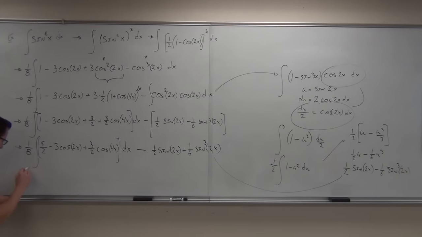Okay, almost done. So 1/8 times some nasty stuff. Let's do this integral. Can you do the integral of 5/2? Yeah. What is it? 5/2 x. Minus, be very careful with these guys. This is going to be minus 3. Integral of cosine 2x, please. Sine of 2x times 2. No, it's not times 2. Divide by 2. When you do an integral, you're dividing by the derivative because you're setting this equal to u. Derivative of this equals du, so dx would equal du over the 2.